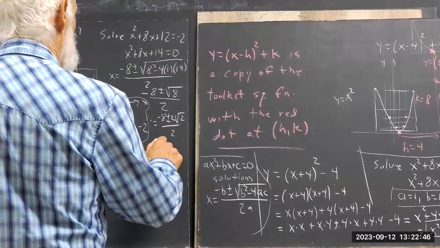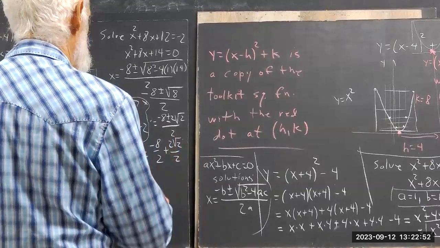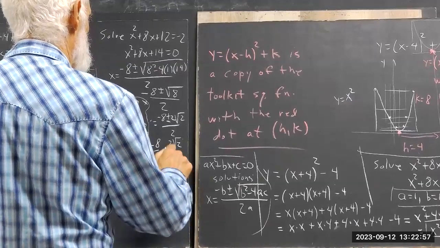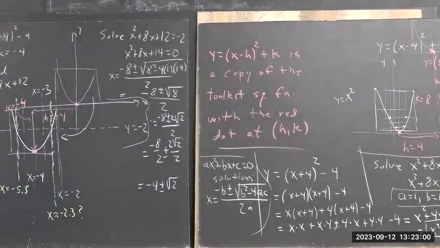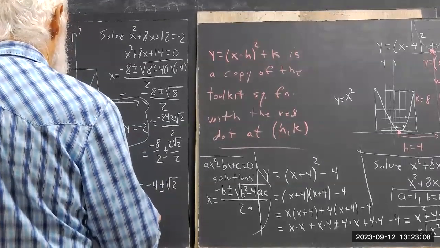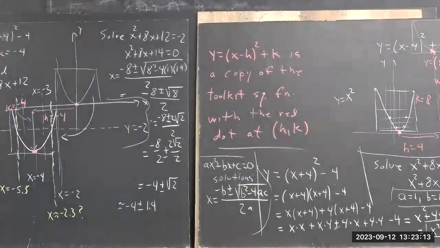Now that's -8 over 2 plus or minus 2 square root of 2 over 2, which is -4 plus or minus the square root of 2. The square root of 2, to one decimal place, is 1.4. If you want it more accurate, 1.414. It's okay to use your calculator to do square roots.